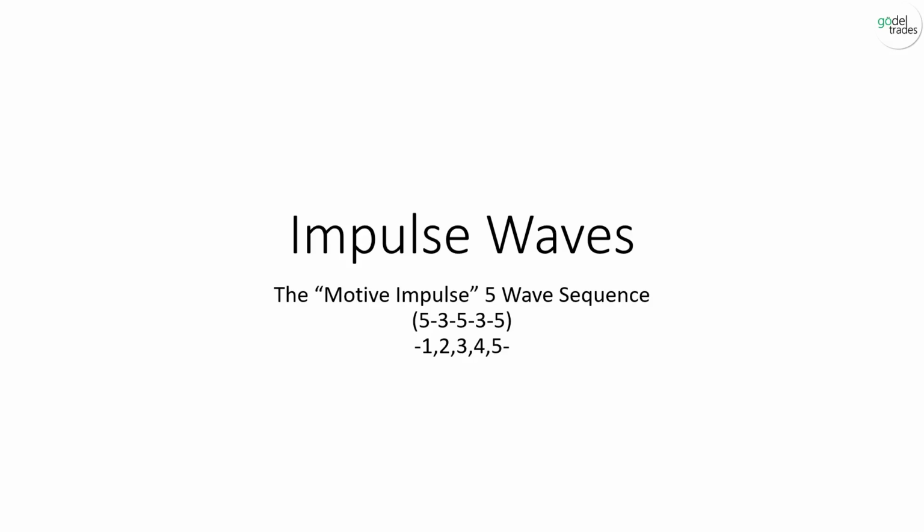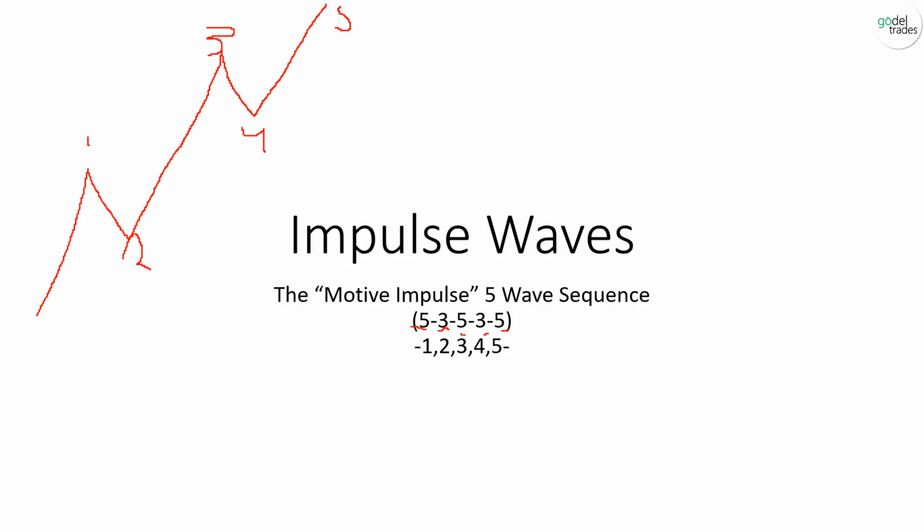So a mode of impulse is a 5-wave sequence, and it's labeled as 1, 2, 3, 4, 5, and it has a substructure of 5, 3, 5, 3, 5. And what I mean by that is this. Here's a 5-wave mode of impulse. Wave 1, wave 2, 3, wave 4. You got wave 5 there at the top.